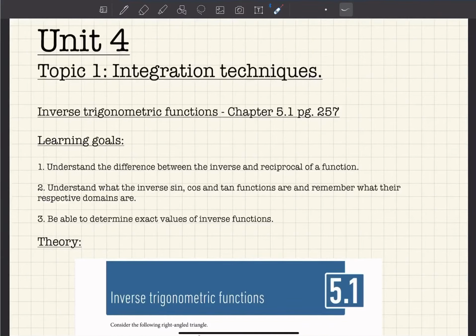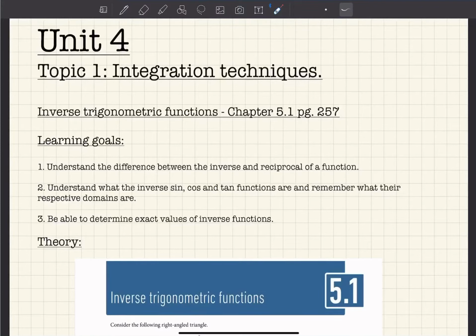Today we are looking at our first topic of Unit 4, and that is integration techniques. This is our first topic, and today we will be looking specifically at inverse trigonometric functions. If you're following from the textbook, we are on page 257 in the Specialist Mathematics Pearson's.